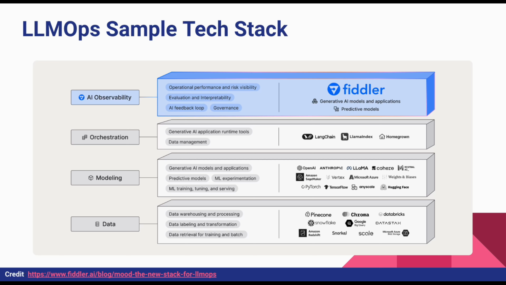On the top is the AI observability layer. Since I took it from the fiddler.ai website, it highlights this layer, but it can be comprised of any tool or any platform. The purpose of this layer is to give you visibility of the operational performance of your LLM application. It also has the evaluation capabilities and interpretability or explainability of models. It also helps you implement the AI feedback loop and implement the governance controls.